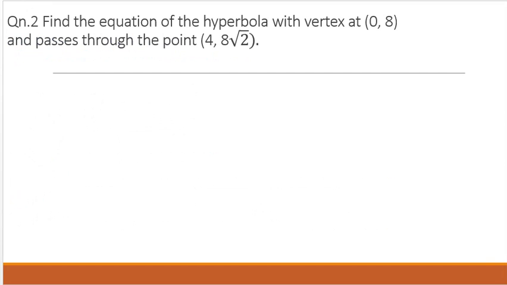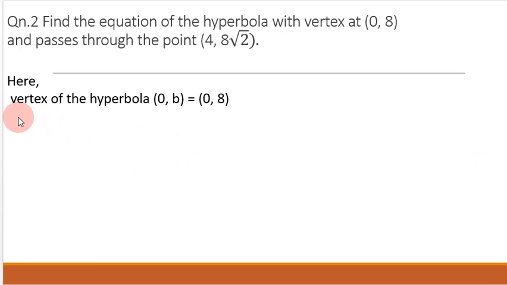Now we go to the next solution, that is this one. This is a question from hyperbola. Find the equation of hyperbola with vertex at 0, 8 and passes through the point 4, 8 root 2. Writing the given information first, the vertex of the hyperbola 0, b equals 0, 8.